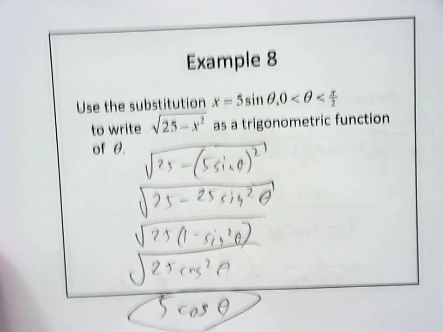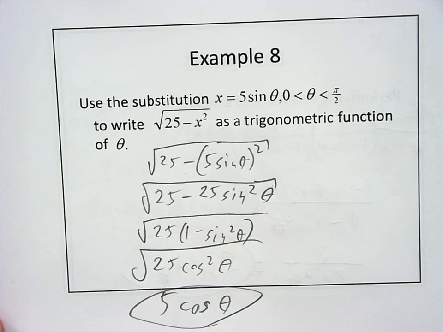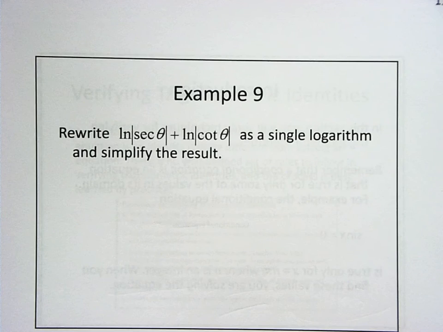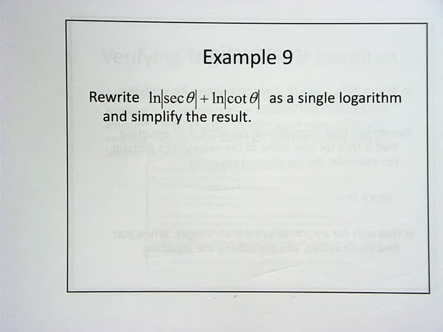One more. And this is definitely a case of one that looks uglier than it is. Rewrite natural log of the absolute value of secant theta plus natural log of the absolute value of the cotangent of theta as a single logarithm and then simplify.